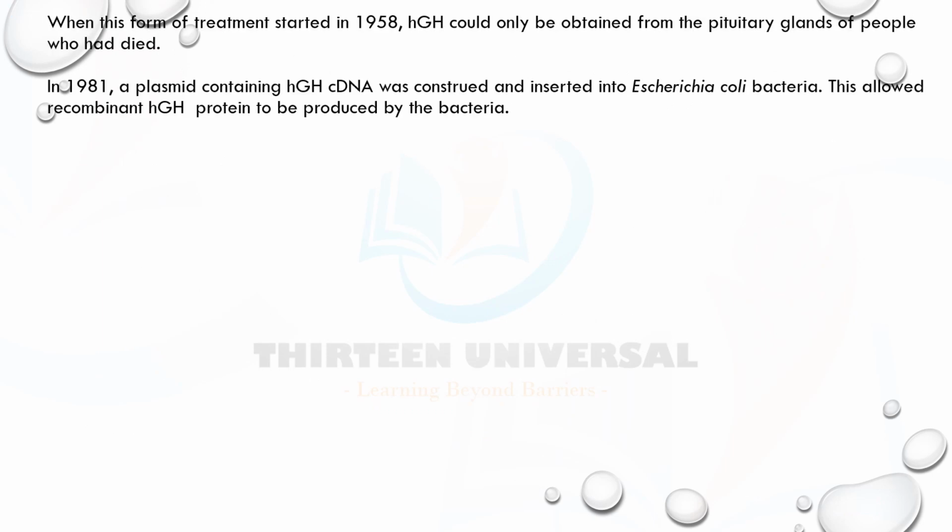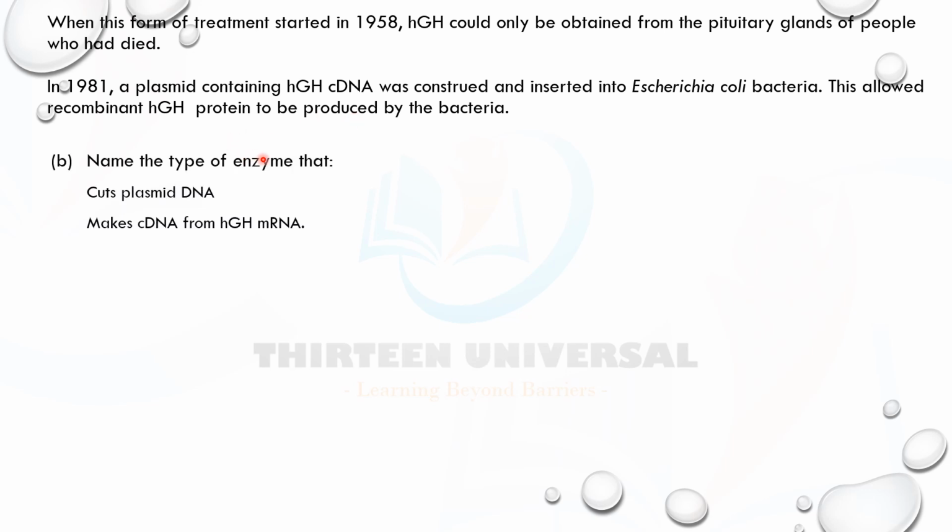When this form of treatment started in 1958, HGH could only be obtained from the pituitary gland of people who had died. So they are taking this human growth hormone from somebody who had died to help people who are alive. That's good. In 1981, a plasmid containing human growth hormone cDNA, that's complementary DNA, was constructed and inserted into Escherichia coli bacteria. This allows recombinant DNA protein to be produced by the bacteria. So they use this cDNA, which was constructed, to produce human growth hormone.